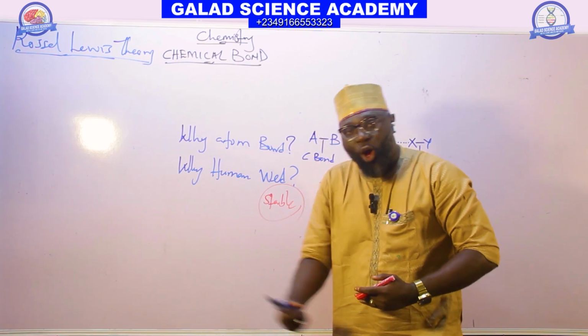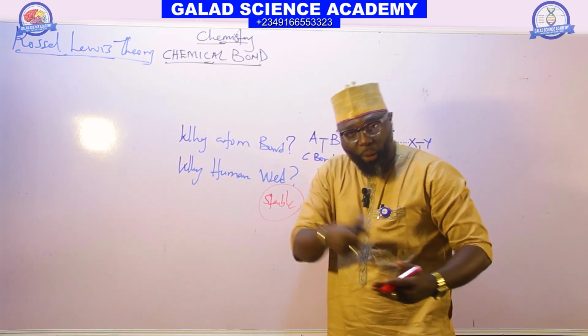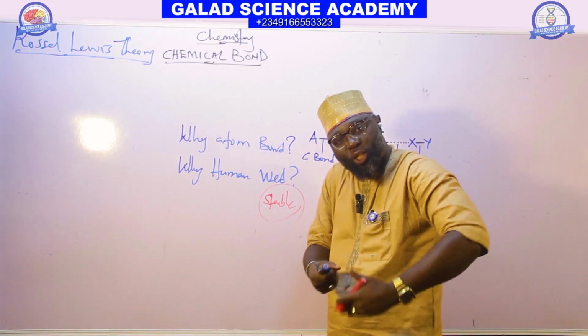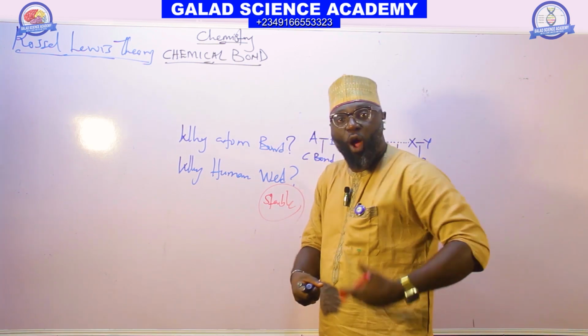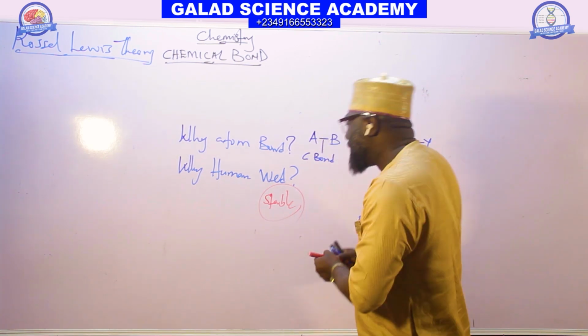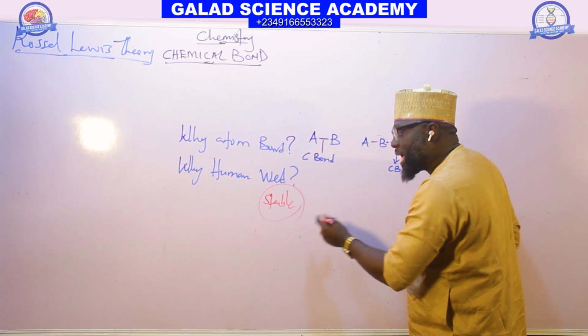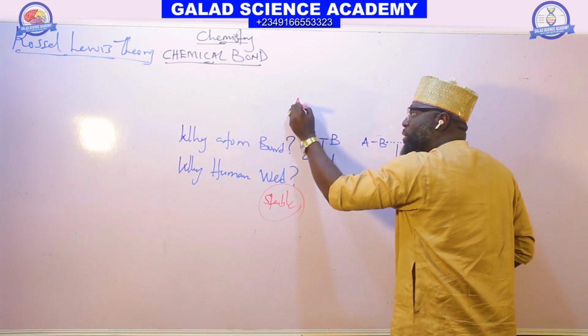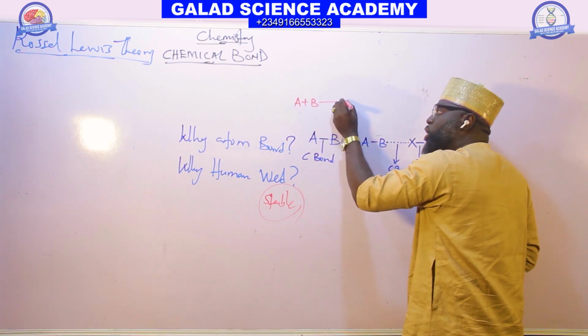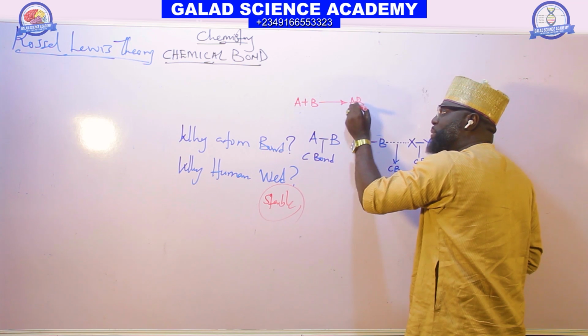We, women, will be involved in wedding or engagement with the opposite sex in order to become responsible and produce copies of ourselves. So when two or more atoms combine together, after combining, we have A combined with B now to give us AB.